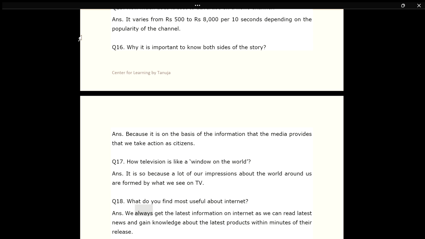Q18. What do you find most useful about Internet? Ans. We always get the latest information on Internet as we can read latest news and gain knowledge about the latest products within minutes of their release.